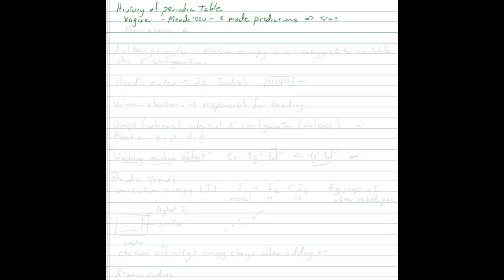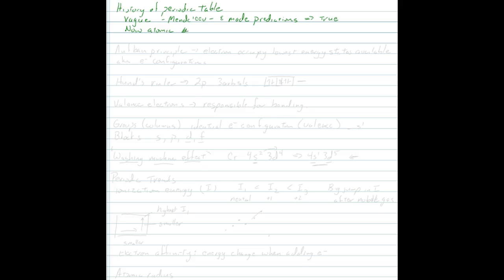And anytime you have a theory where you make a prediction and it comes true, that's a strong case for your theory. He organized things by mass and grouped by characteristics, leaving gaps where needed. Nowadays, it's arranged by atomic number, or the number of protons.